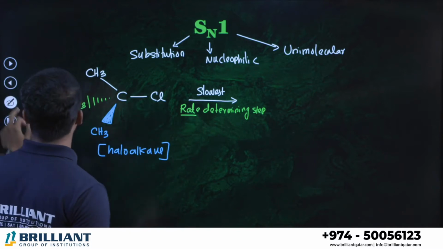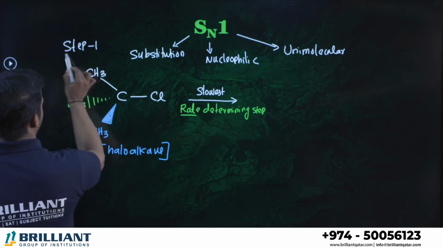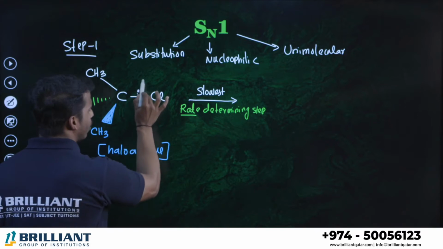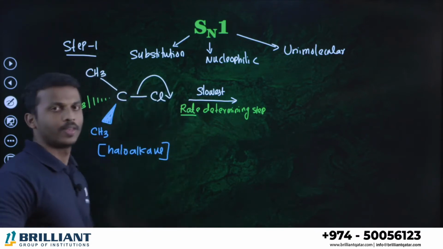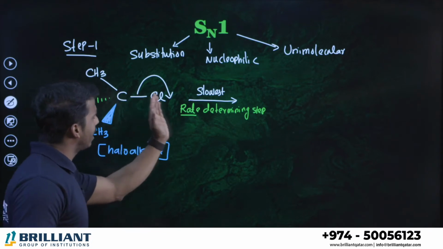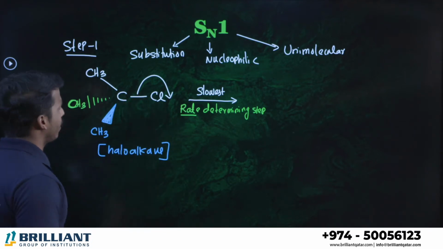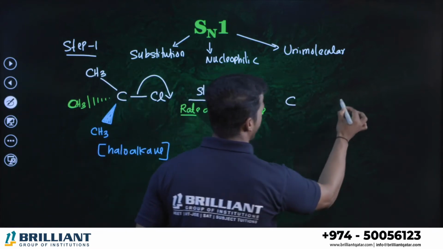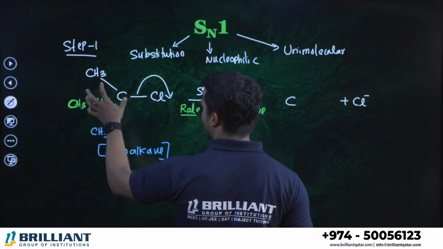What is step number 1 in the SN1 mechanism? We are discussing step number 1. In step number 1, dear student, the halogen is leaving. Chlorine is leaving as Cl minus. If chlorine leaves as Cl minus, what charge does the carbon get? Positive charge. Let me write the compound here, the product, the central carbon. Chlorine is leaving as Cl minus.